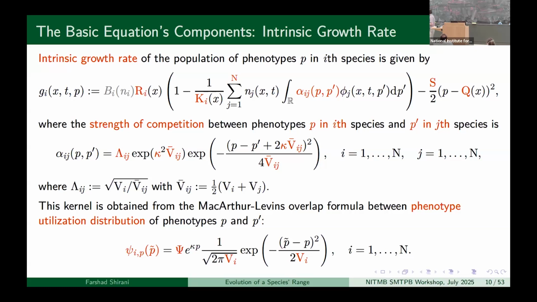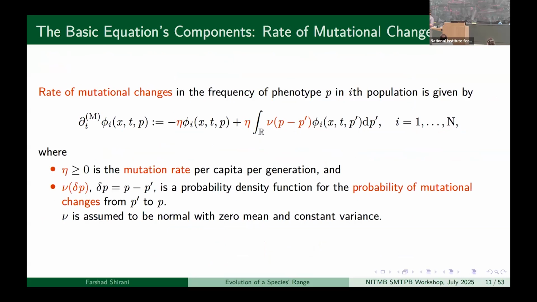Then for the mutation, we assume that the mutation rate from a phenotype P prime to P is going to be dependent only on the difference between P and P prime, and the distribution of this difference is going to be normal with zero mean and constant variance. Okay, this is also a classic model of mutation that we find in the literature.